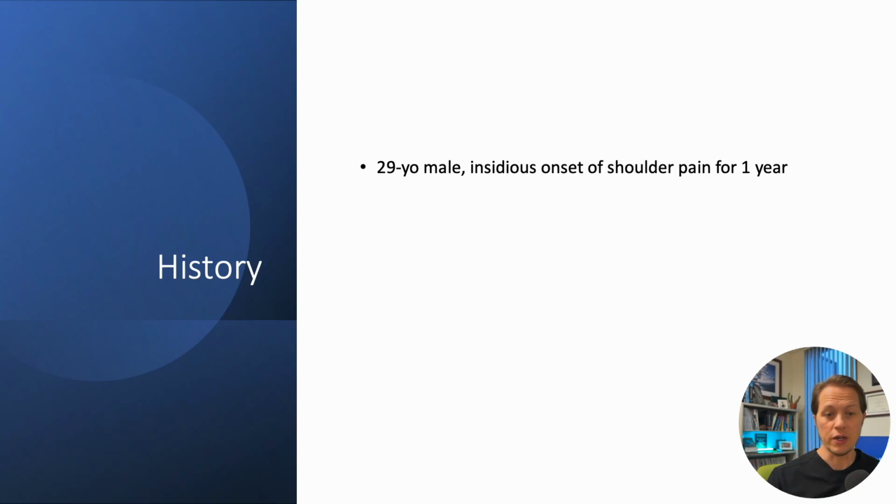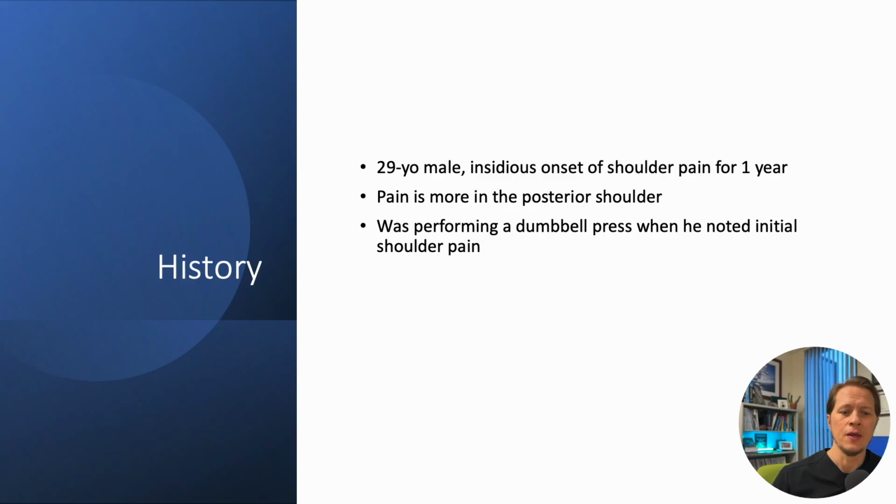So now let's go backwards into the history. What is going on in this patient? Well, 29-year-old male, no trauma, insidious onset of shoulder pain for about a year. So this has been bothering him chronically. Does a lot of working out, a lot of weightlifting, was having pain in the posterior shoulder, was worried about something, so came in and got it checked out.